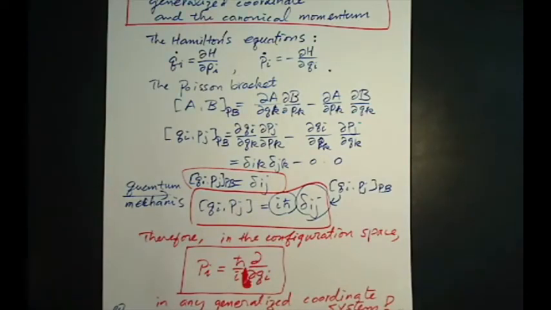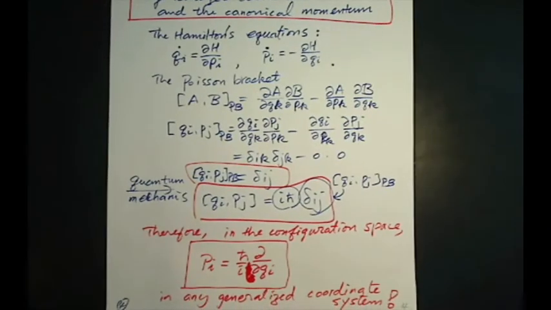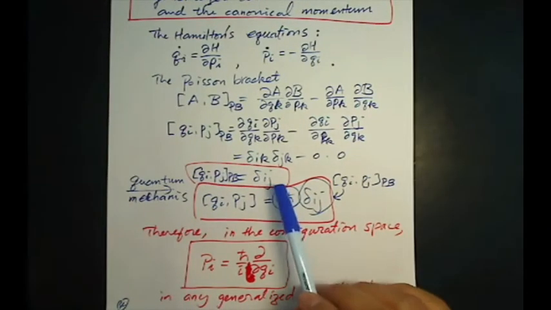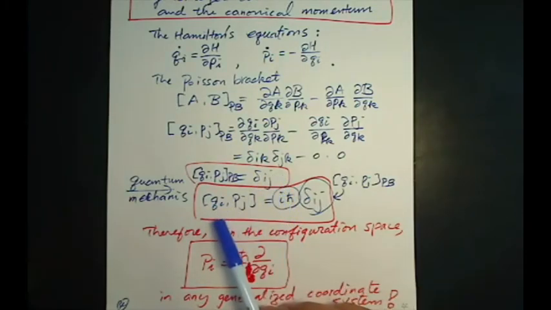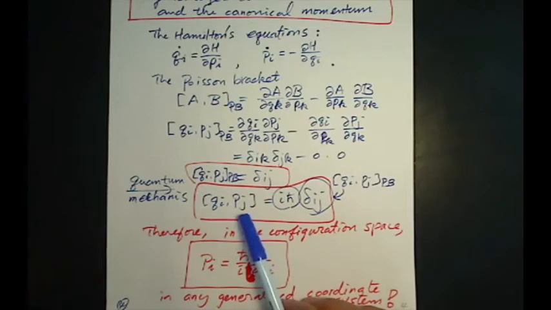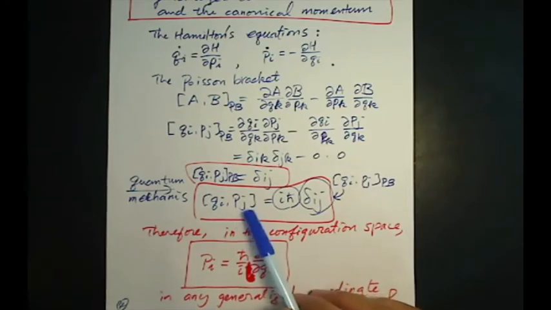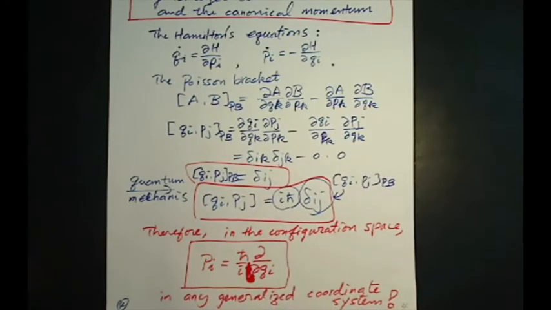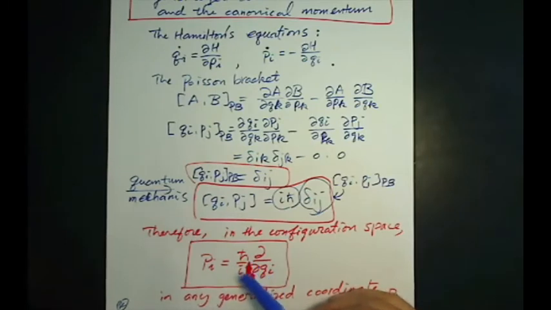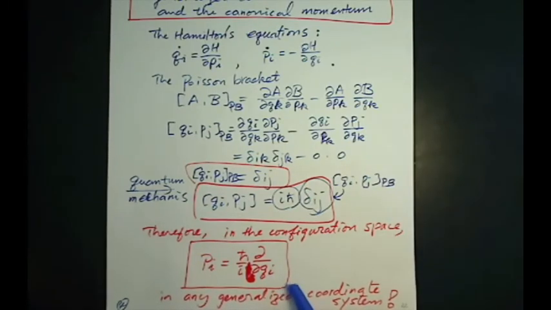So by applying the correspondence principle between quantum mechanics and classical mechanics, what we obtain for any generalized coordinates is that the commutator of coordinate and generalized canonical momentum equals i h bar delta ij. Therefore, in the configuration space, the scale factor is removed. The pi is defined by this one. So the scale factor does not appear in the expression.